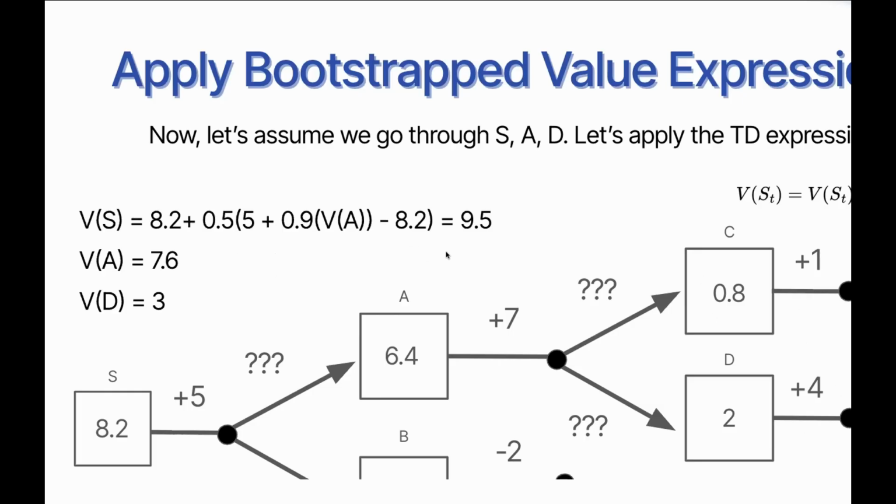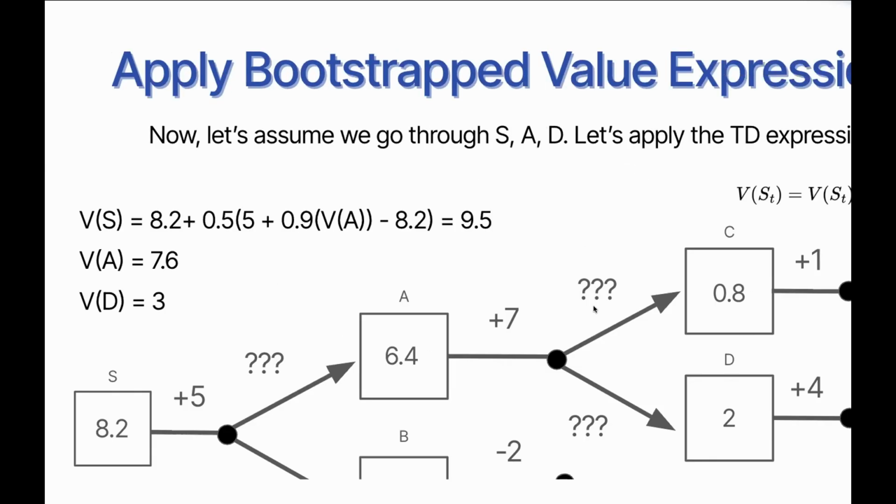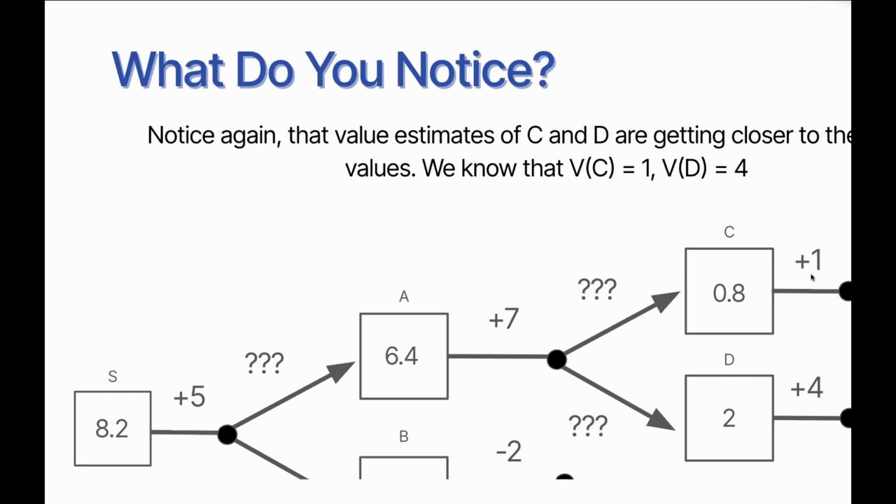Okay, so value of S is going up again. Remember, from Monte Carlo, the value of S was around like 10, right? The value of A was around like 9, right? And then the value of D is 3 now. So this is what I was saying, right? I forgot to update the values, I think. Yes, my bad. But recall that the values of C and D are 1 and 4 respectively.